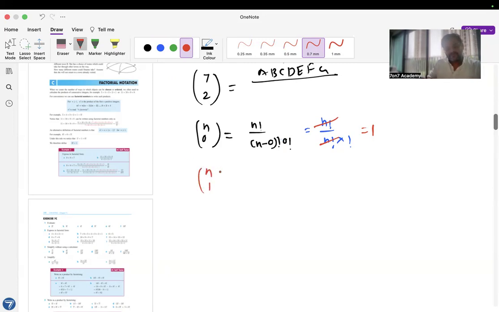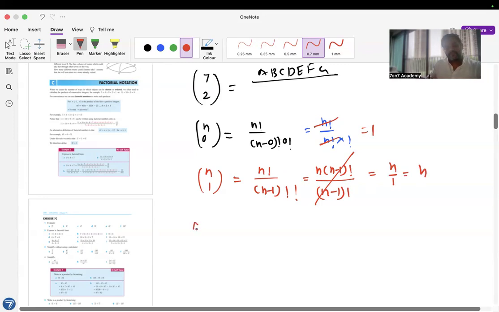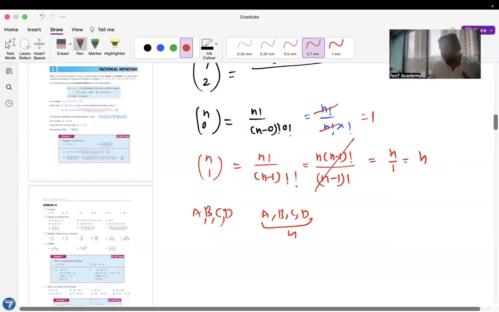Now NC1. NC1 is n factorial divided by n minus 1 factorial times 1 factorial. So this is n times n minus 1 factorial divided by n minus 1 factorial, because you can operate however you require. This cancels out. This is n divided by 1, which is n. If I have A, B, C, D and I select one out of that, you can select either A or B or C or D. So how many different ways? 4 ways. So 4C1 is 4 ways of selection. Order of selection does not matter because you're selecting.